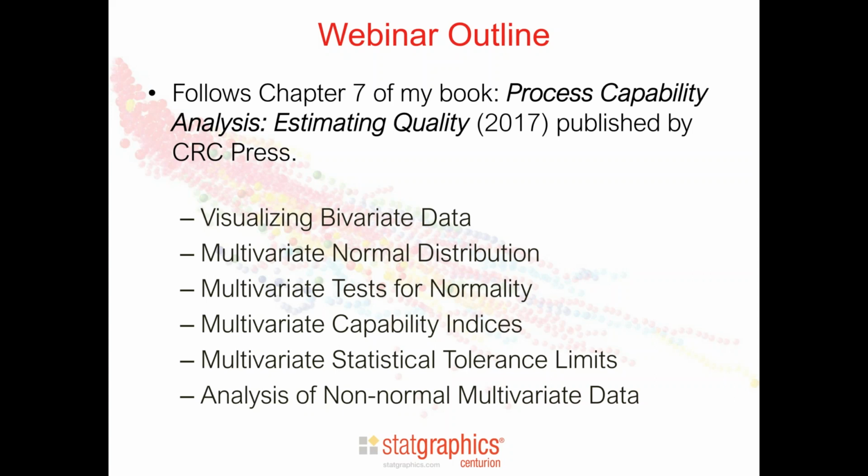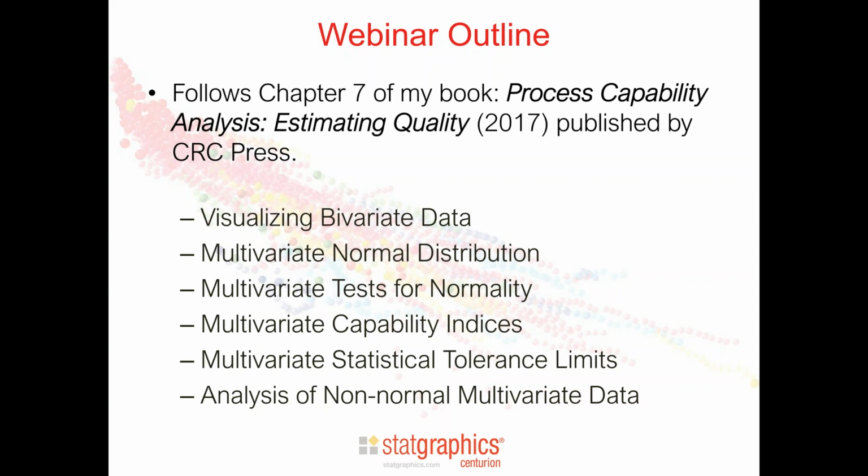First off, we'll talk about visualizing bivariate data. Bivariate data is obviously a special case of multivariate data where you have 2 variables, but there are a lot of things you can do visually if you have just 2 variables. We'll then talk about the multivariate normal distribution, which is the fundamental underlying model upon which we'll base our capability analysis. We'll talk about multivariate tests for normality, that is, tests that we can run to find out whether data follow a multivariate normal distribution.